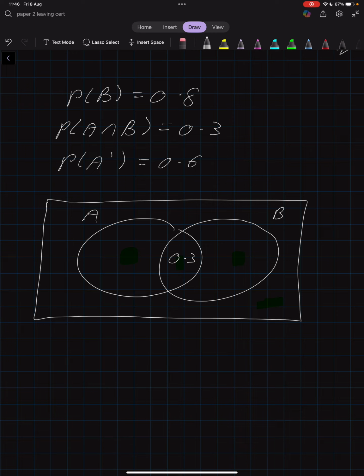Perfect. The probability of B is 0.8, which means this has to be 0.5. Because the whole thing is 0.8, and therefore 0.3 plus 0.5 is 0.8. You're told that A complement is 0.6. A complement, that means not here and not here. So this and this have to be 0.6. The top one is 0.5, and therefore this is 0.1. Okay? And obviously then you say, well, okay, that means that this has to be 0.1. Why? Because if you add all of them up, you have to get 1. That's a very important thing to remember, that if you add up all the probabilities, you need to get 1. Okay?